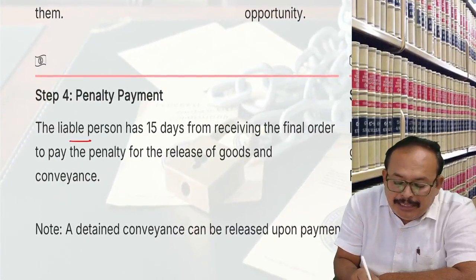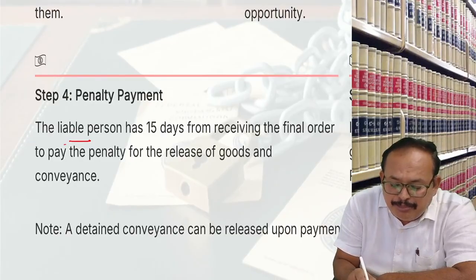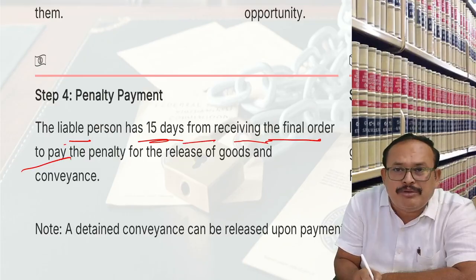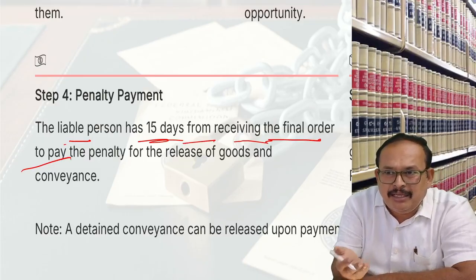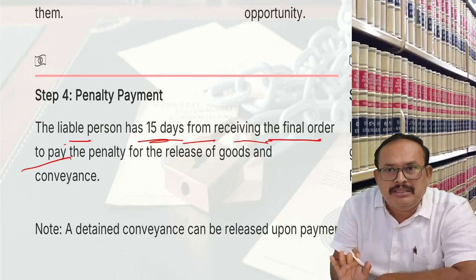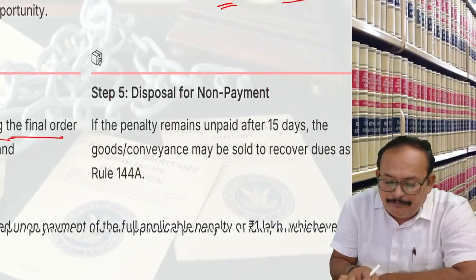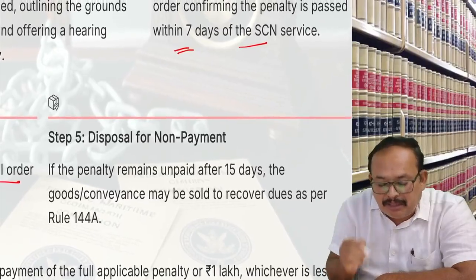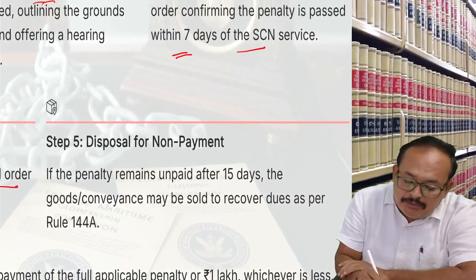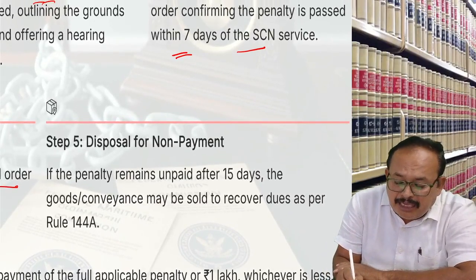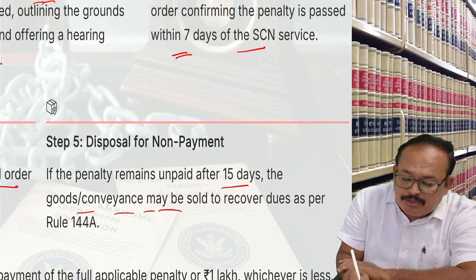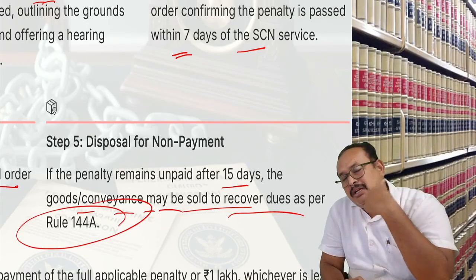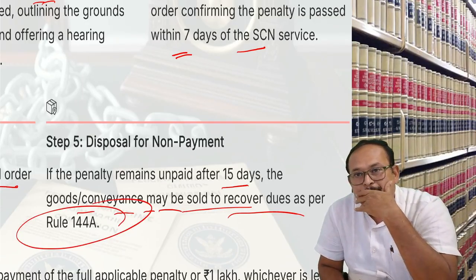The liable person has 15 days from receiving the final order to pay the amount. The 15 days time period is there, na. If it is the 14th day today, it means tomorrow you have to pay. That is the maximum. Further, on non-payment of that amount, what happens? If the penalty remains unpaid after 15 days, the goods may be sold and the payment recovered under rule 144A, and can be disposed of.